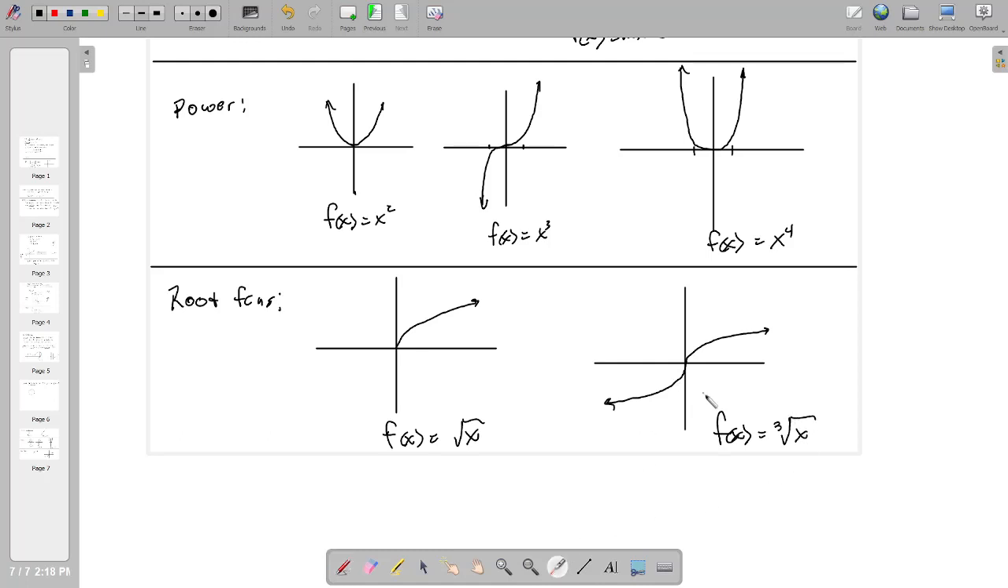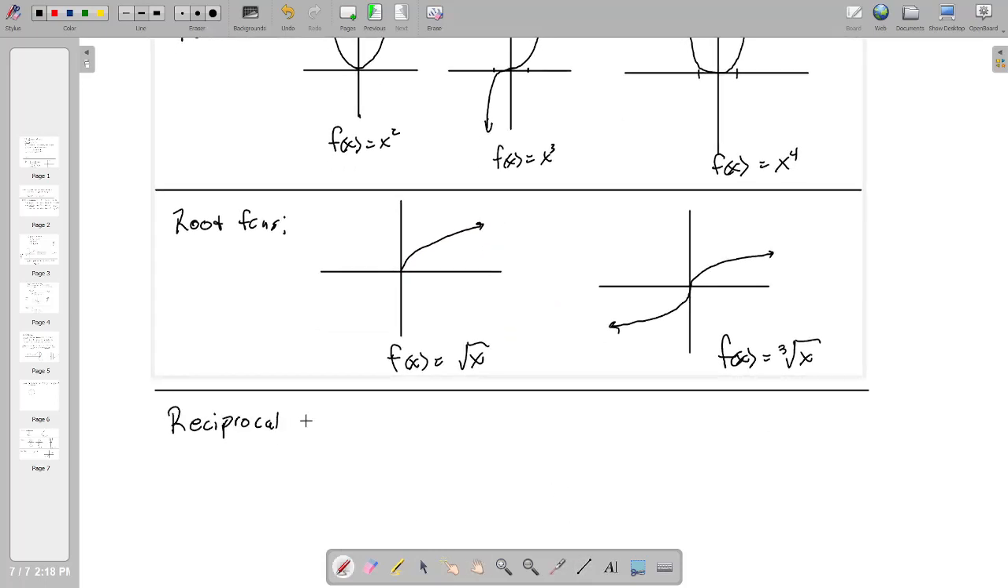Now, every odd indexed root will look something like this. It'll be a little bit flatter horizontally. It will go off towards x equals infinity faster. It won't rise as much here if we have a higher odd index. If we have a higher even index, the same thing will happen. It'll move towards infinity in x faster, and the y value will grow slower.